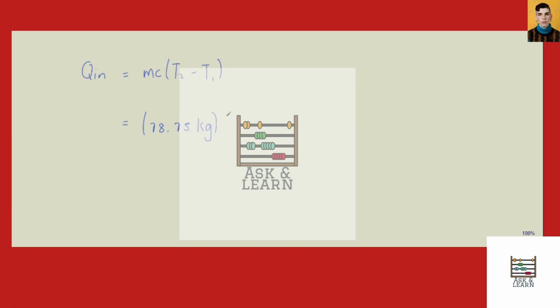78.75 kg times the specific heat 0.465 kilojoule per kg degree Celsius. And the change in temperature is 700, the final temperature, minus the initial temperature of the rod, 30, and that's degrees Celsius. And so we get the heat transfer per 2-meter section of the rod to be 24,530 kilojoules. Note that this much heat is transferred in 1 minute.